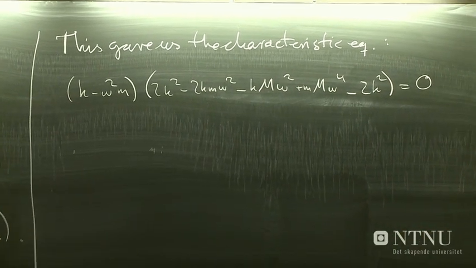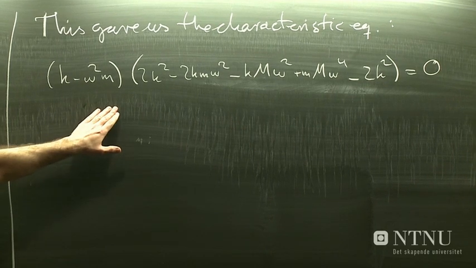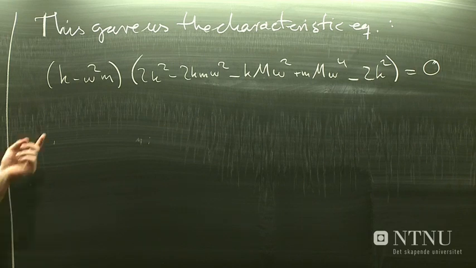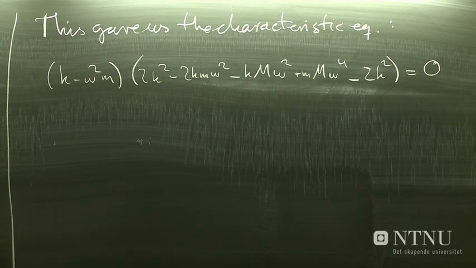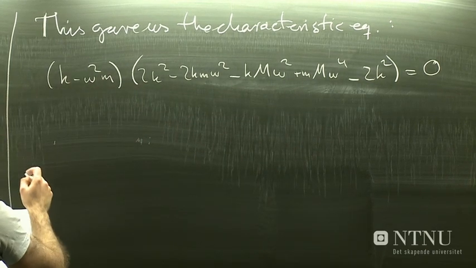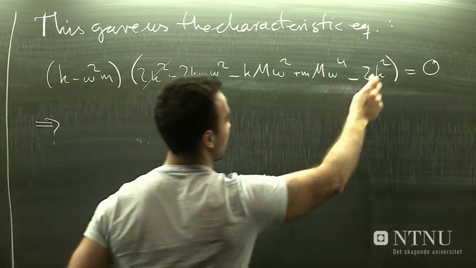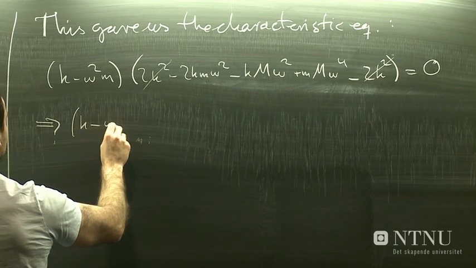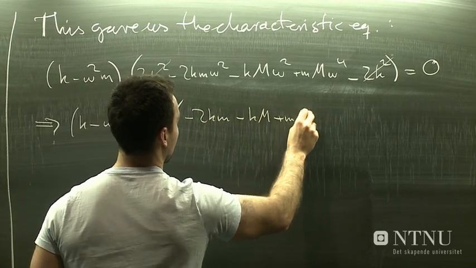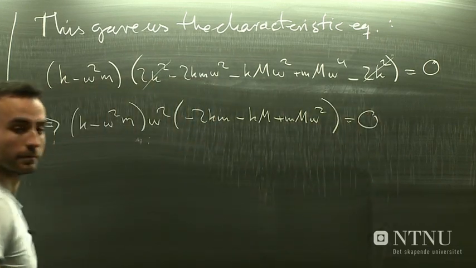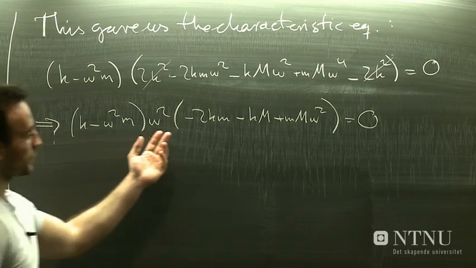So this gave us the following characteristic equation for determining omega. So writing it in this form, we can immediately identify at least one solution. And that is if this factor vanishes. In other words, if omega square equals k over m. But then we also have this term. And we can simplify it like this. So we get this, which allows us to identify yet another solution, namely omega equals 0. So then we're basically left with this parenthesis.